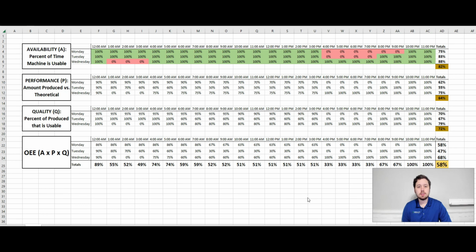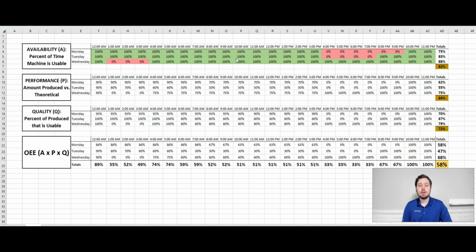All right, so we've got some production data here on a sample process. This data is completely made up. And we've broken down the data into three parts. So we've got availability, which is the percent of the time that machine is on and usable. The performance data, which is the amount produced versus what is theoretically possible. And then the quality data, which is the percent of products that are usable. And then we've got data down here for the OEE, but we'll get that in a second. So without getting into it, this is all fake data.